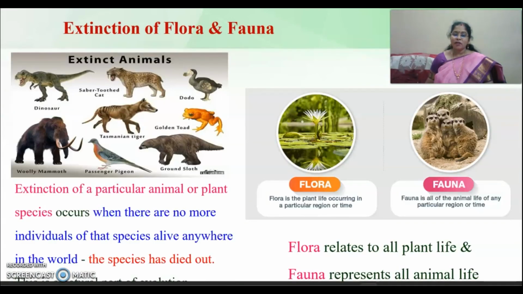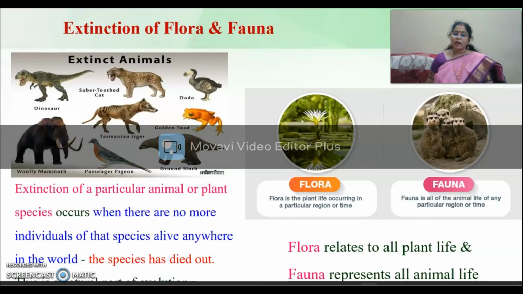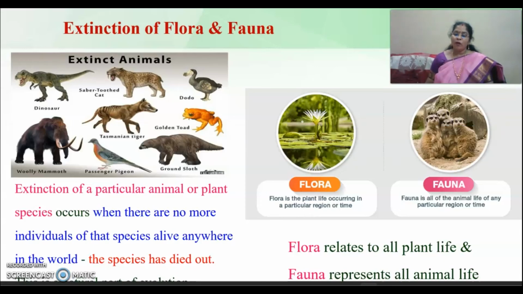What is extinction of flora and fauna? Extinction of a particular animal or plant species occurs when there are no more individuals of that species alive anywhere in the world. That is what is called extinction of flora and fauna. Flora relates to plants and fauna relates to animals.